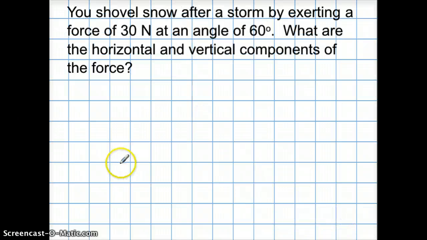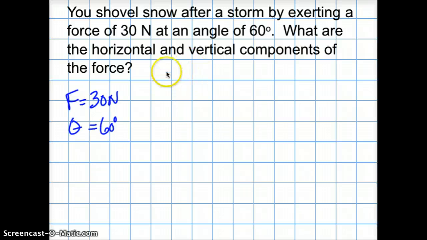Problem number two. You shovel snow after a storm by exerting a force of 30 newtons. So let's say I have a force of 30 newtons at an angle of 60 degrees. What are the horizontal and vertical components of the force?